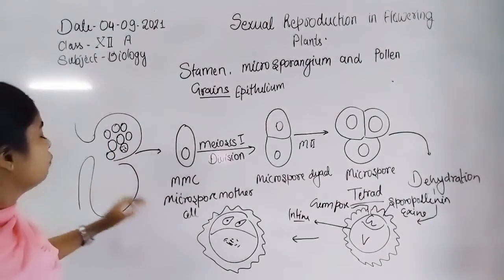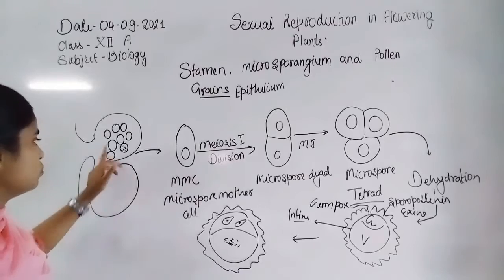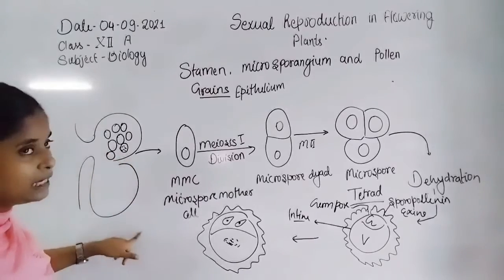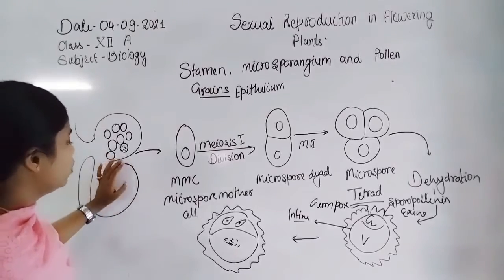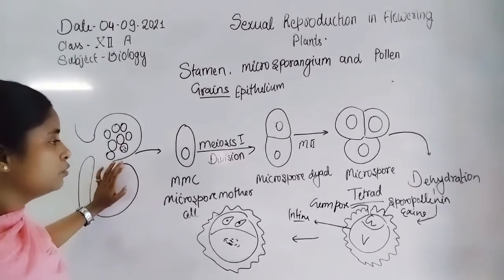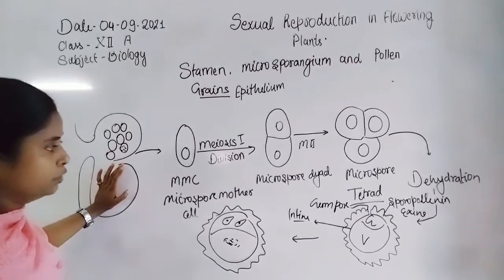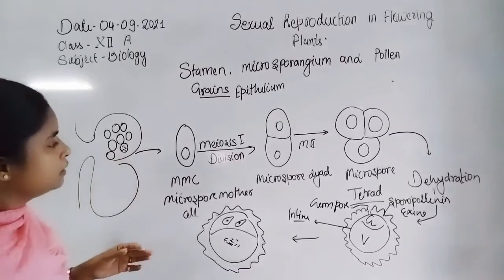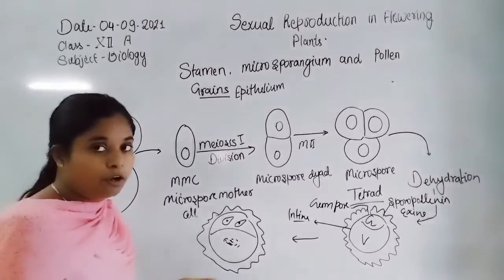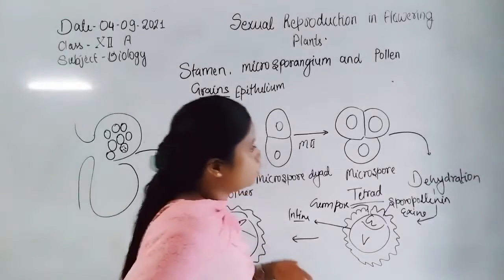Present in the wall of the anther, which helps in the dehiscence. These margins or fine lines help in the dehiscence of the pollen grain when the pollen grain matures. Now, how many divisions are required for the formation of 100 pollen grains?